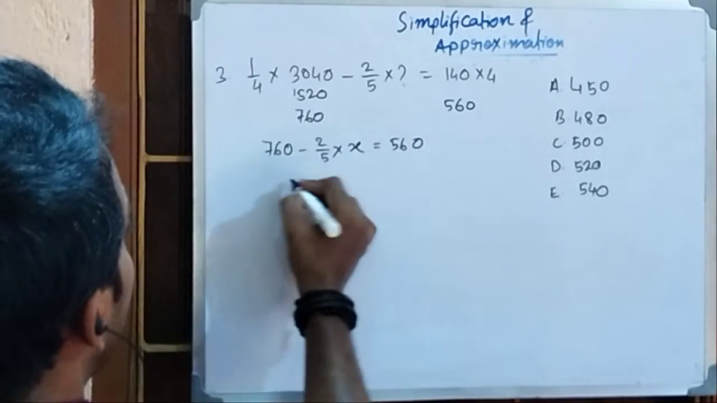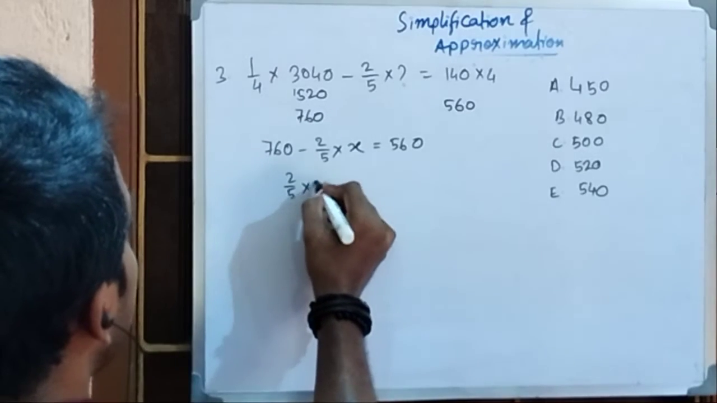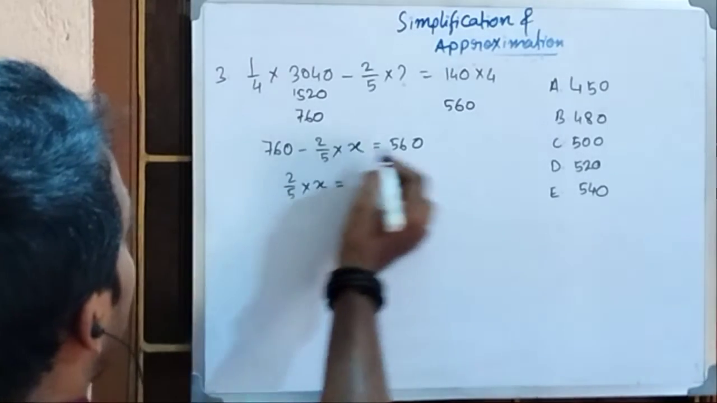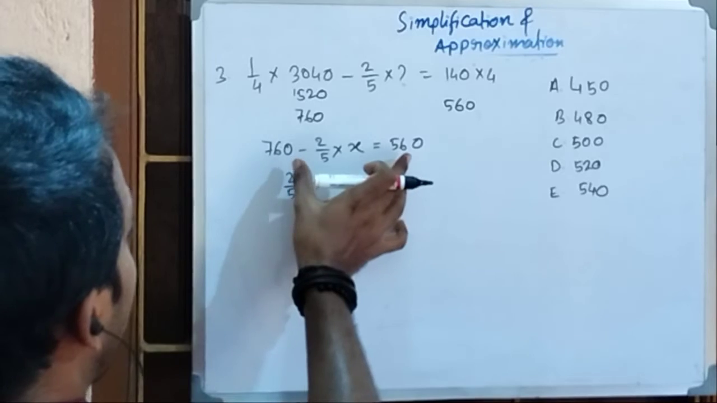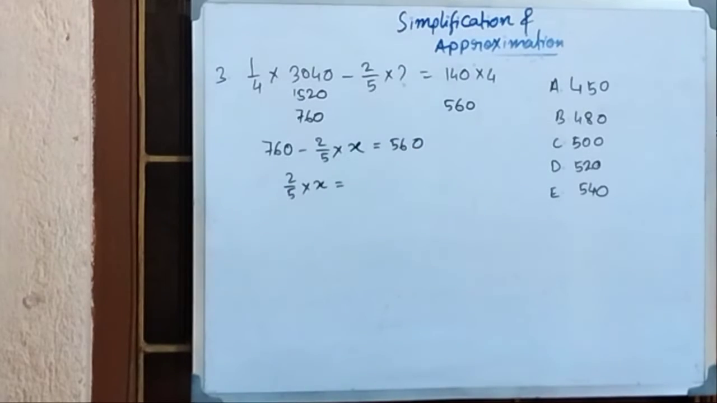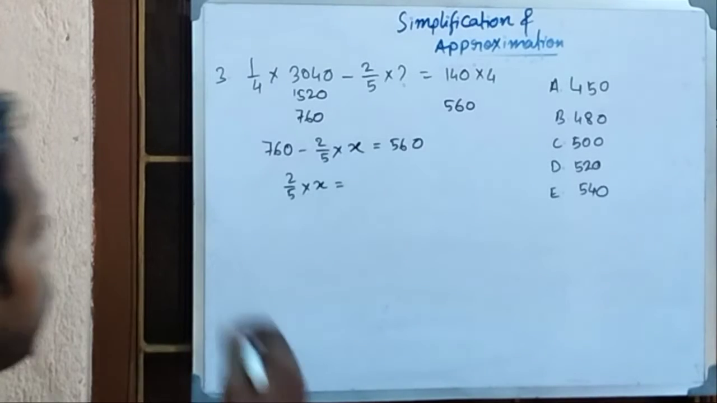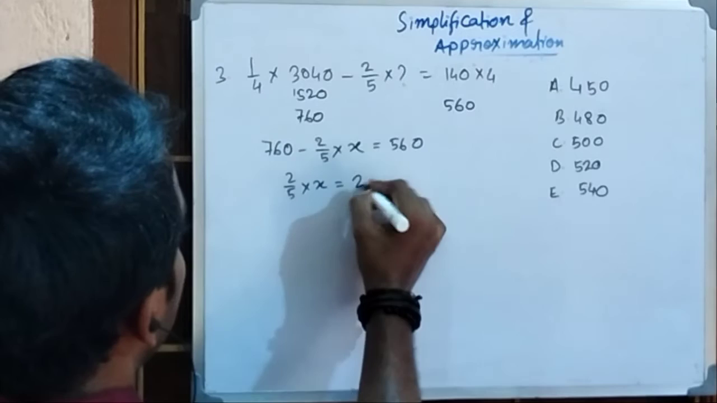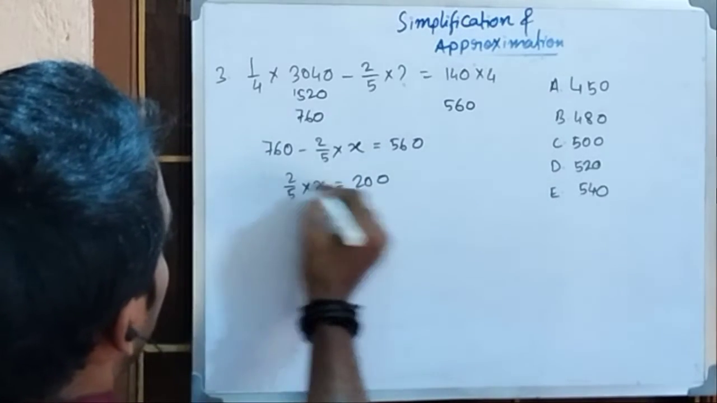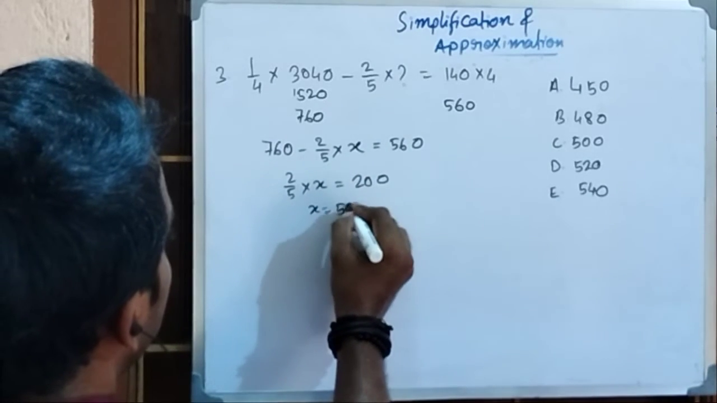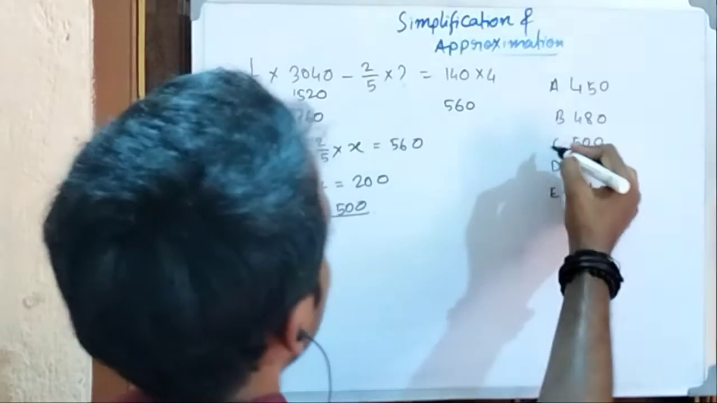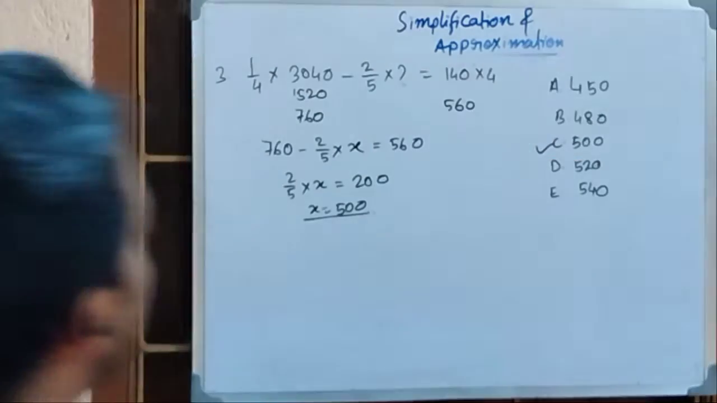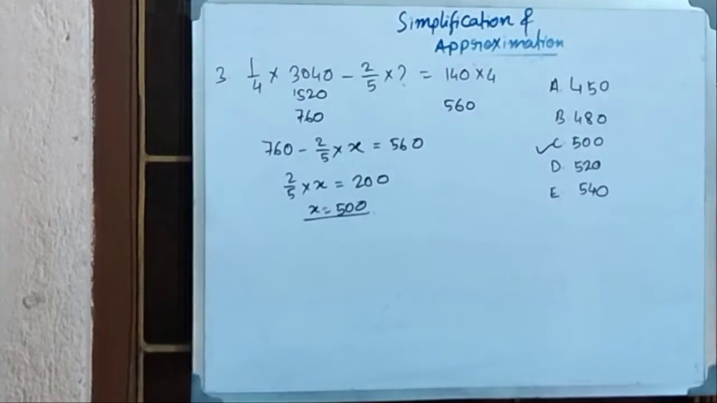Okay, so 2 by 5 x comes to the right hand side, or to either side, and you just have to take the difference, because on either side the sign is the same. So whenever both are on a single side, the difference would be accounted for. So the difference is 200. Now 200, so x comes up as 500. So option C is the answer, right? Have you got it correct? Okay, moving to the next one.